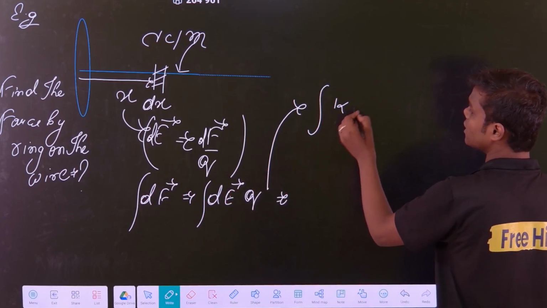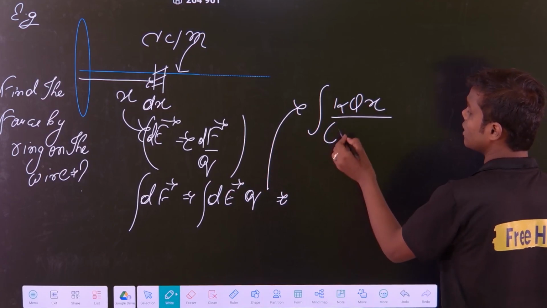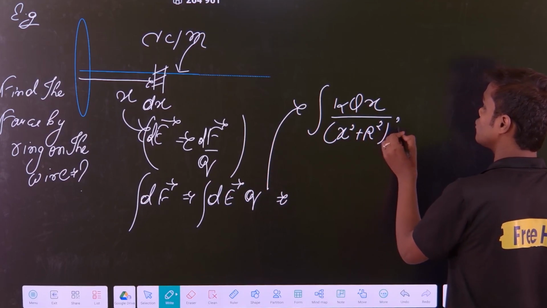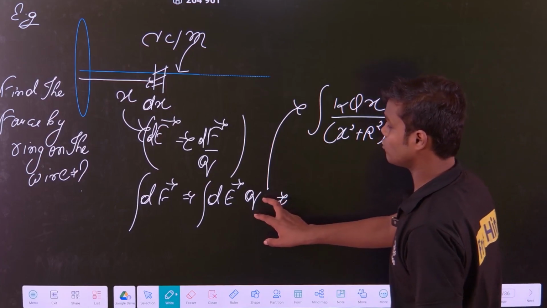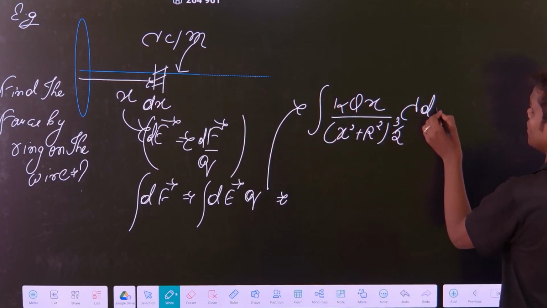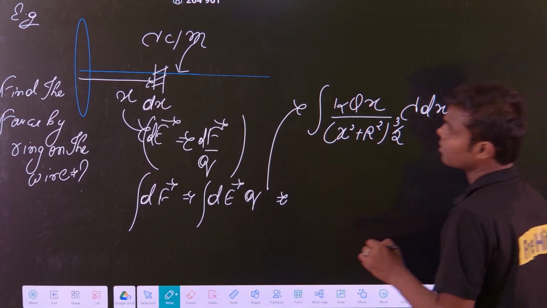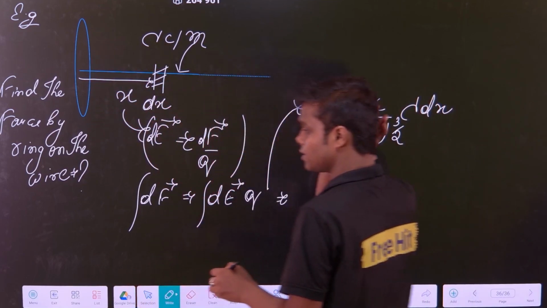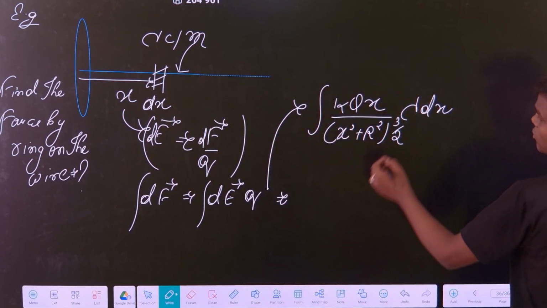dE is k q x upon (x square plus r square) to the power 3 by 2. Now what is q? Q is dq. dq is how much? That is lambda dx. Clear? Is this x a variable or constant? It is a constant. So just you have to integrate this thing.